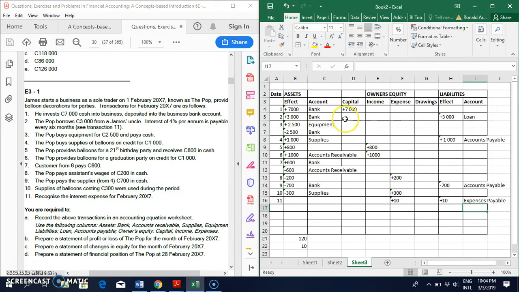So now once you've completed the accounting equation, you can now prepare your statement of profit or loss, statement of change in equity, and statement of financial position. I want you to make an attempt at this. Once you've completed your accounting equation, balance it and make sure the accounting equation balances, and then prepare the 3 financial statements.